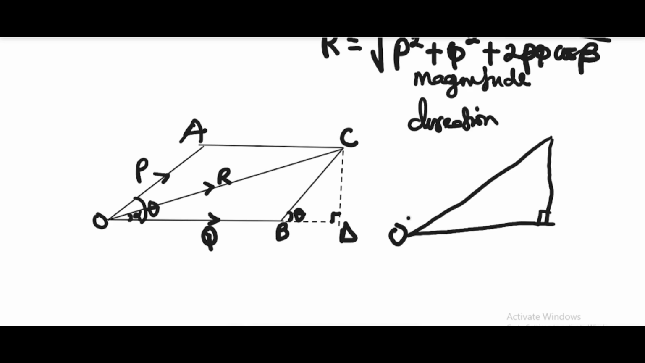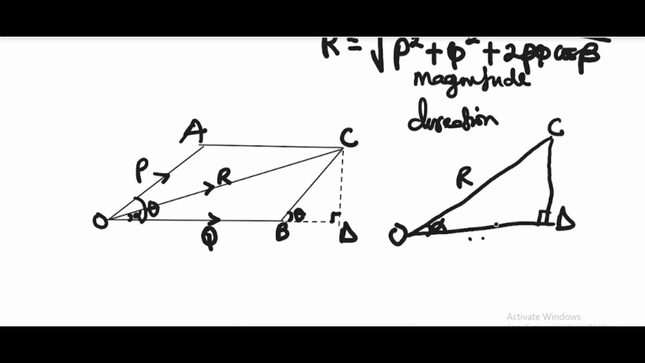I have O, I have C, and then I have D. So if you look at this triangle OCD, you will see that the angle here is alpha. This is our resultant. We have our Q here. Okay, what we have here is not Q. What we have here is actually Q and BD. So let's just leave it like that.